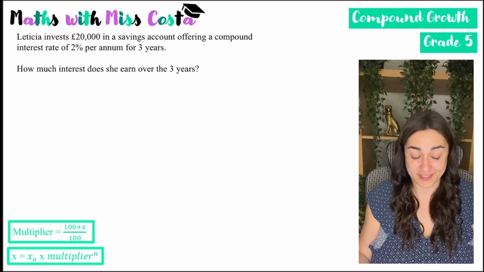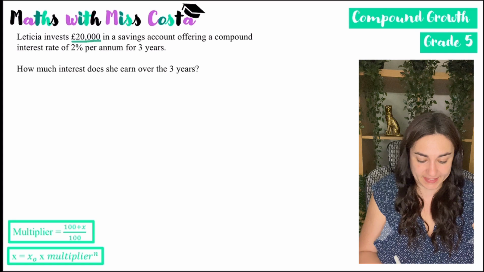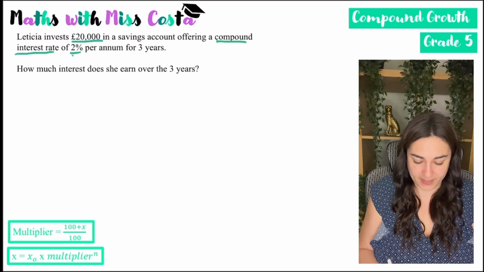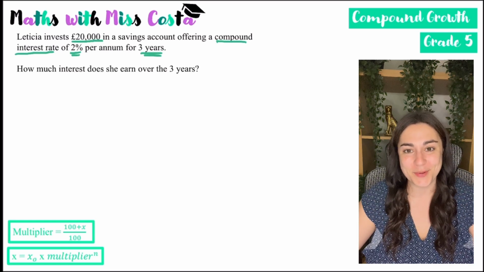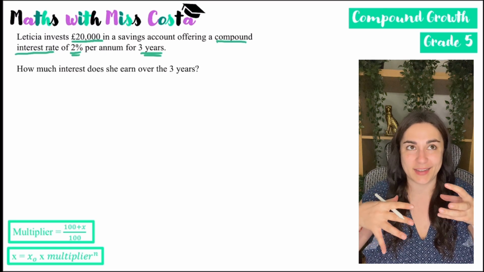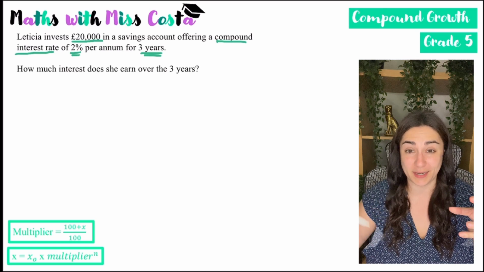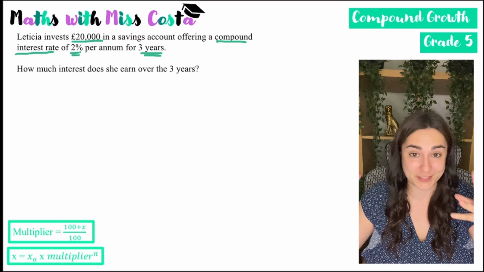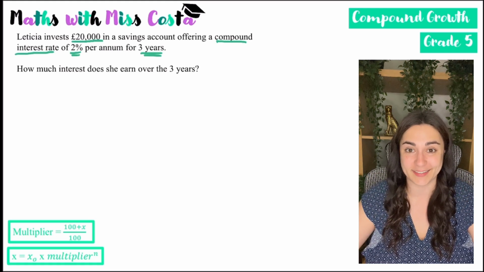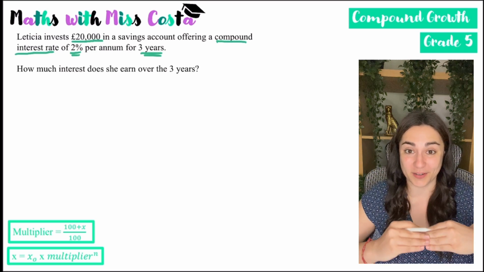Okay, so here we've got a compound interest question. I'm told that Leticia invests £20,000 in a savings account, offering a compound interest rate of 2% per annum for 3 years. Now, the difference between compound interest and simple interest is that with compound interest, at the end of the year, you make interest on all of the money that is in your account, not just the initial investment. So each year you're making more and more money, and it compounds into a snowball effect. So compound interest can work hugely in your benefit if you have a long time horizon.